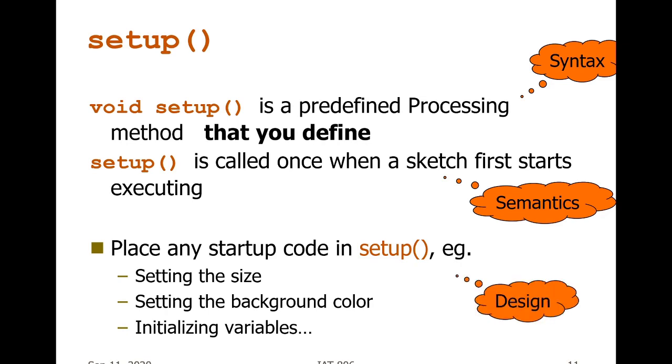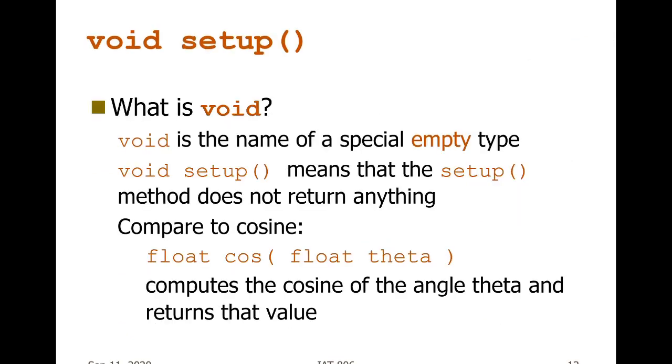Remember I spoke earlier in a previous lecture about syntax, semantics, and design. Well, here it is. The syntax is void setup. The semantics are that setup is called once when the sketch first starts executing. And the design aspect is how you use it: you set the size of the drawing area, initialize the color, initialize variables, and so forth.